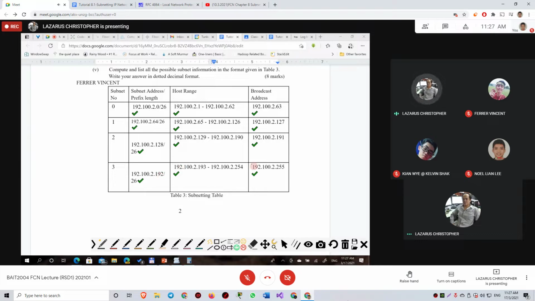So the broadcast address for the last subnet is definitely 255. Once you get that, you can get this range 192, so here is 191. Then this range 128, here is 127, one below. And this range 64, one below is 63, and then you get this range. So using the magic number, fill this up.